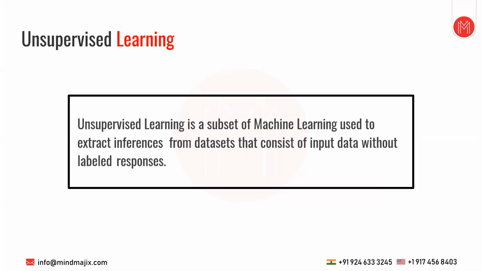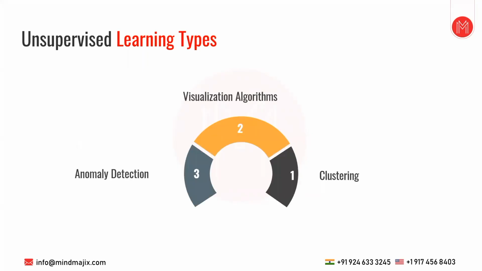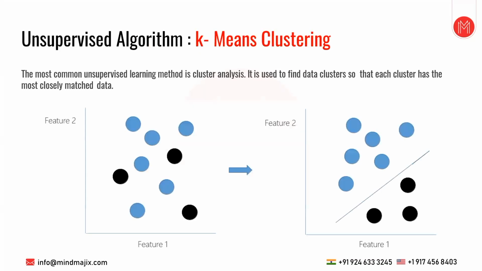So after getting an idea about unsupervised learning, let's find out what the types of unsupervised learning are. Basically, there are three types of unsupervised learning. First is clustering, second is the visualization algorithm, and third is anomaly detection. Among these three types, clustering is a very popular technique from unsupervised learning. So let's talk about an overview related to the k-means algorithm or k-means clustering.